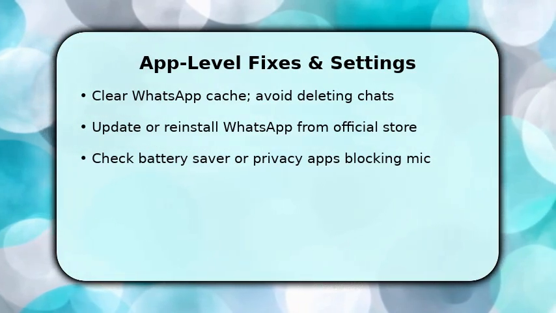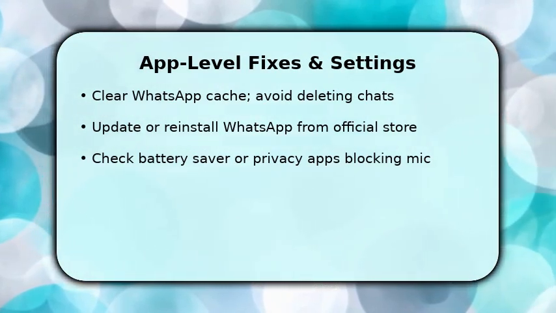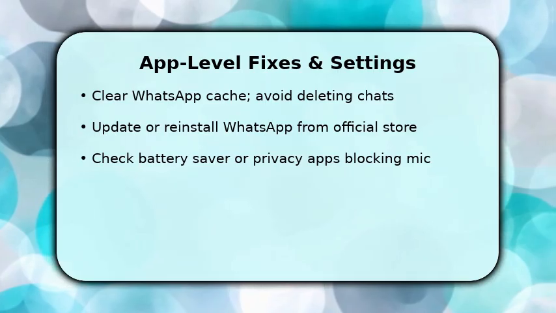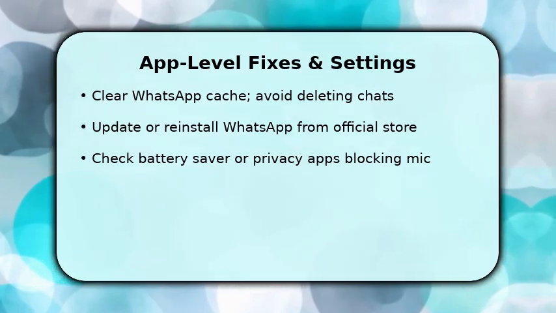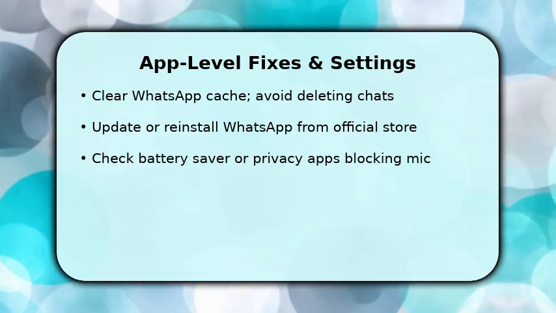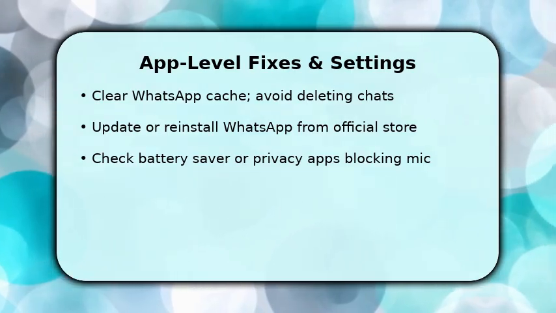Clear WhatsApp cache and system settings to remove corrupt temporary files. Do not delete chats while clearing cache. Next, check for an app update, and if nothing changes, reinstall WhatsApp to reset internal settings.